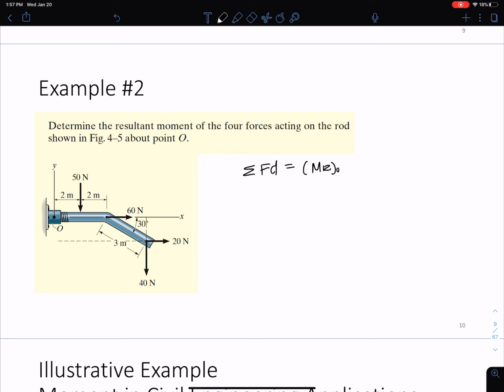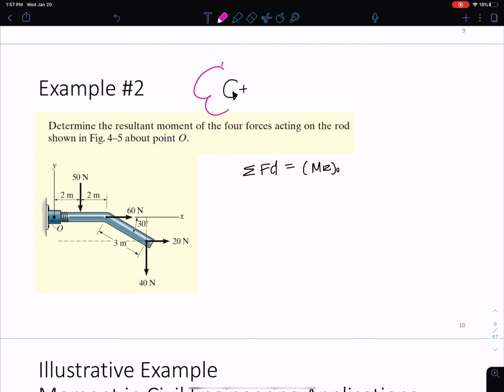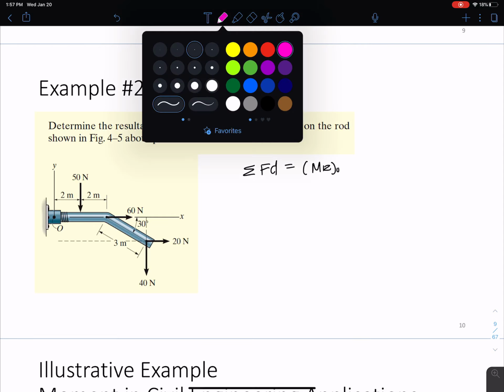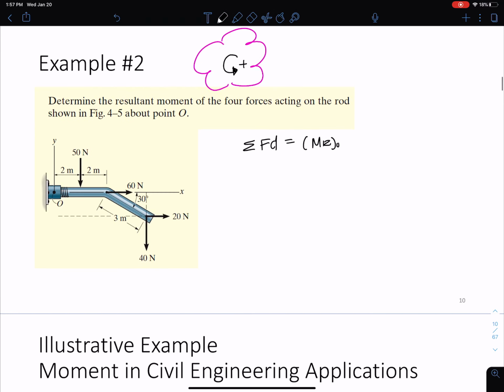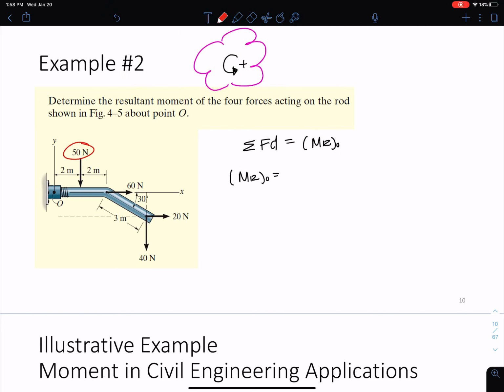Okay. Now, typically, we're always going to assume that counterclockwise is positive. So you're going to hear me saying this a lot in this class and other classes, but this is the kind of go-to, that counterclockwise is positive. Okay. So let's do this. Let's say that our MR about point O. Okay, I'm going to start with this 50 Newton force right here. So I'm going to say that we have 50 newtons. Now, if I'm assuming that counterclockwise is positive, I need to figure out if I should put a negative or a positive in front of the 50.